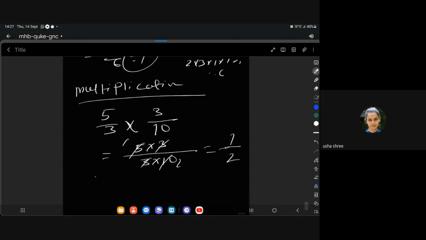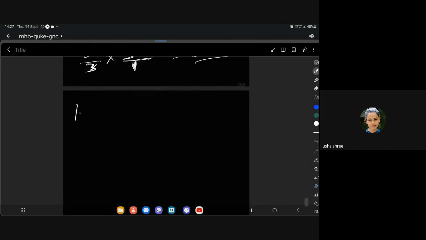Even if it is 5 by 3 into suppose 30, what will be the result? 50, sir. 50, because 1 is down there. 3 into 30 is 30 on the top, 1 is always down there, so it will be 10 into 5, which is 50. Okay, now another problem, division.